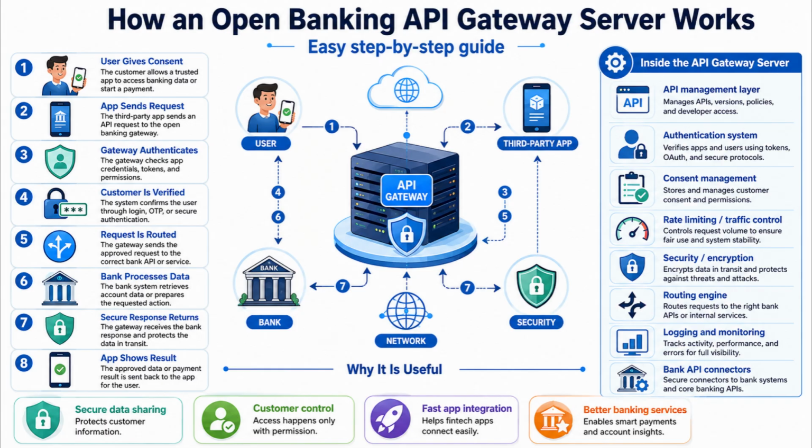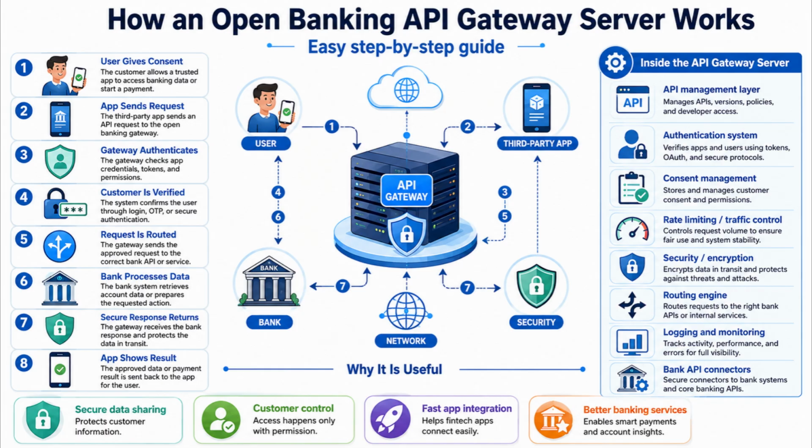After that, the gateway authenticates the app. In other words, it checks the app's credentials, tokens, certificates, and permissions. This step helps the bank confirm that the request is coming from a legitimate and approved application, not from an unknown or unauthorized source. Then, the customer is also verified.